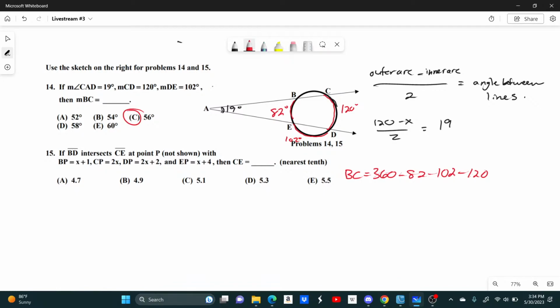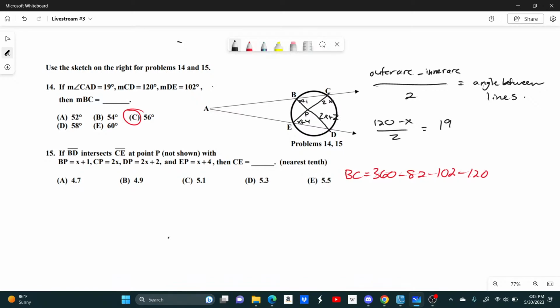All right, now we have 15. Okay, so this looks like it's going to be a power of a point, just glancing at it. But I'll still read it. All right, so if BD intersects CE at point P, okay, so we're drawing these at point P, with BP equals x plus 1, CP equals 2x, DP equals 2x plus 2, and EP equals x plus 4, then CE equals what?